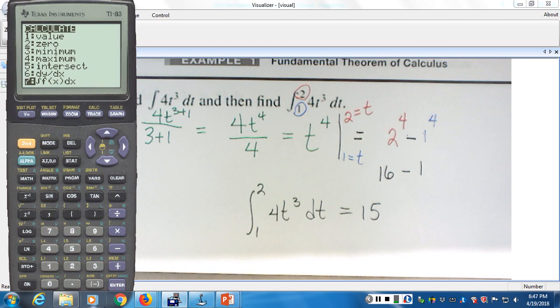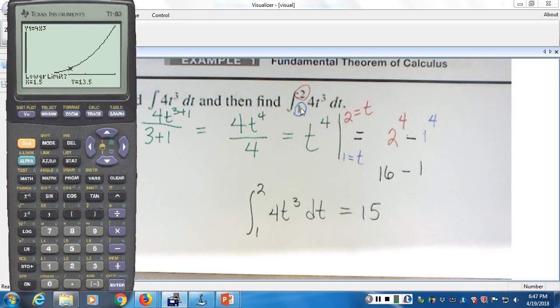And this one only works on the graphing screen. It doesn't work anywhere else. If you use this one, you can't copy it over to the home screen and do anything. There's another one that does that, but you'd rather do it this way. So the integral f of x dx, choose enter, and it says, what is your lower limit? Well, it's 1. So you type a 1 and hit enter. And then it says, okay, what is the upper limit? Well, the upper limit is 2. So you tell it the upper limit is 2 and hit enter. And it does the rest.